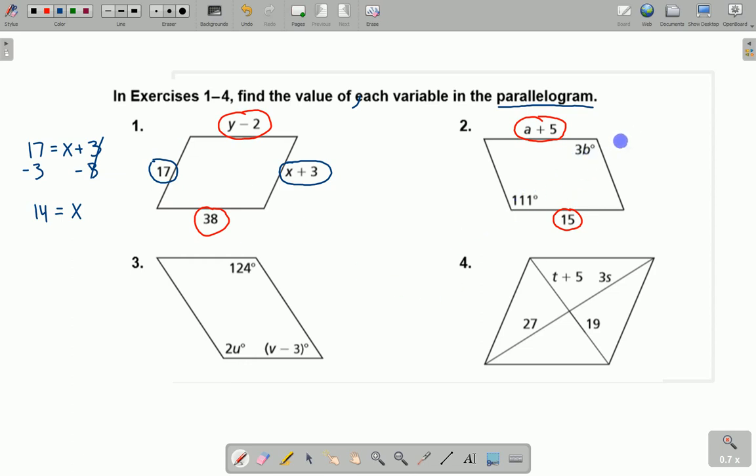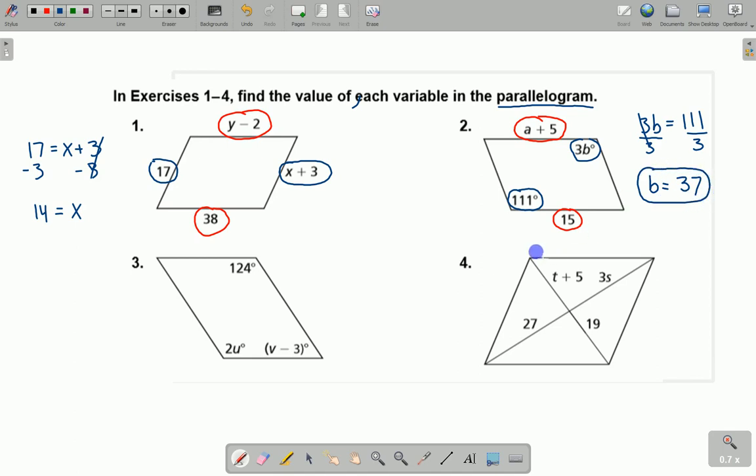Something else we know about parallelograms that you saw in the animations is that opposite angles are also congruent. If you didn't get that sentence, go back and write it now. In a parallelogram, opposite angles are congruent. So here we can make an equation. 3b is opposite the 111 degrees, so we know those two must be equal. Divide by 3 on both sides. Just solve our algebra problem now. And b is equal to, I believe it is 37 if you divide those.